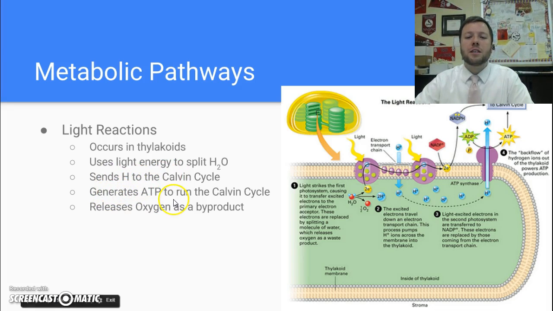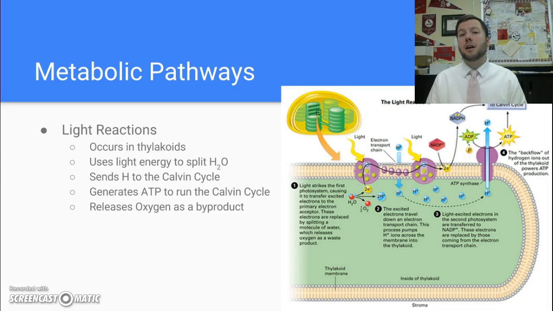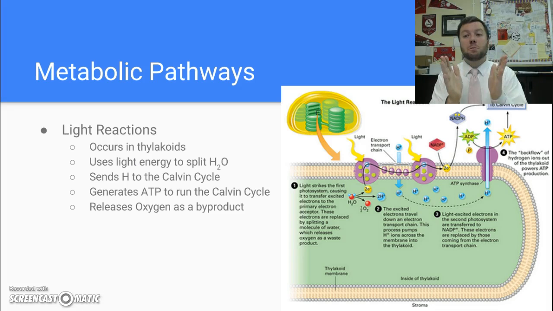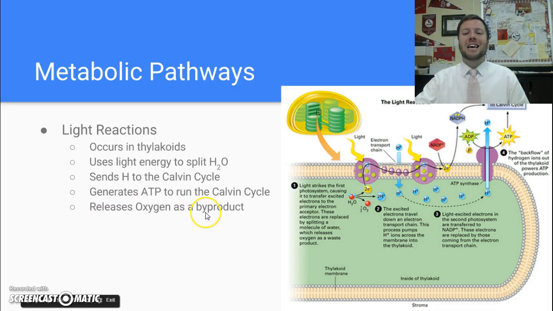Anyways, it also generates ATP to run that Calvin cycle. Sometimes you think, oh, it takes money to make money. Same thing here. You have to make a couple of ATP to run our next metabolic pathway, the Calvin cycle. So again, brief review. These reactions occur in the thylakoids. They use energy from the sun to split H2O. It sends that hydrogen to the Calvin cycle along with a couple ATP. And then it actually releases that oxygen as a byproduct, which is good for us.